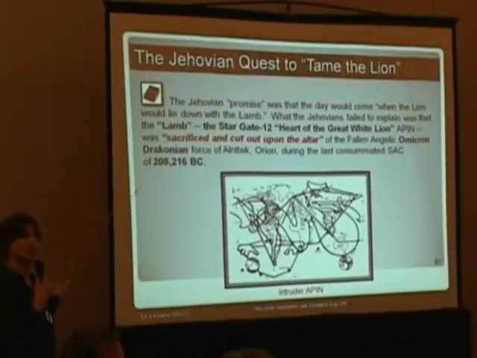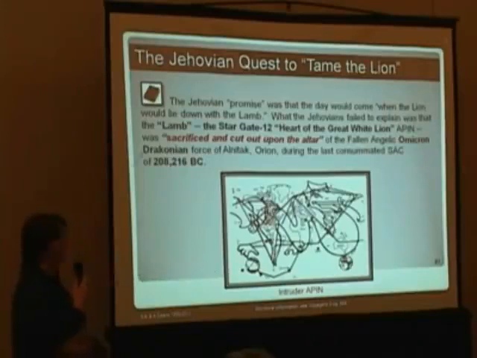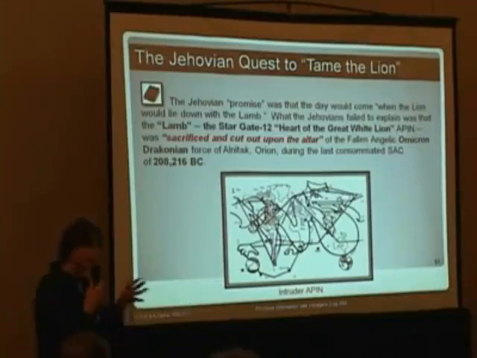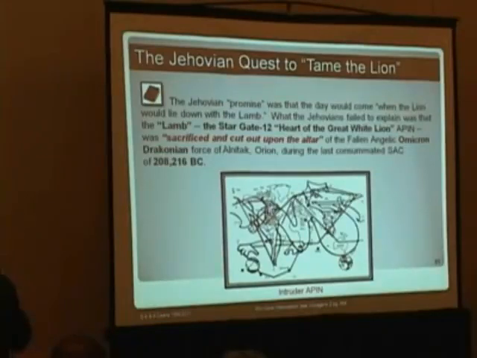Those areas of what the great white lion, if it was activated on its full 12 code, all those areas would be protected by that one system. Well, you'll see later that there are other Apin systems in there as well. Yeah. So, the Jehovian quest to tame the lion. I had a couple of ahas that I'll share with you when I get done with this one.